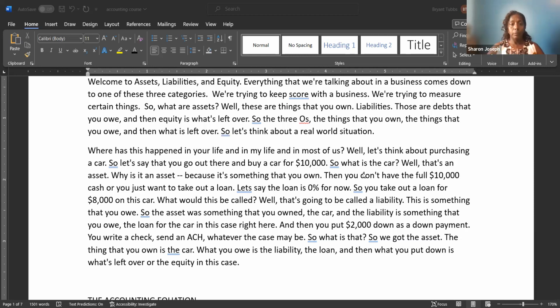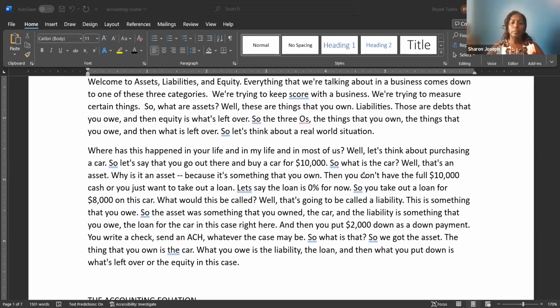Then you don't have the full $10,000 cash, or you just want to take out a loan. Let's say the loan is 0% for now. We'll come back to that later. So you take out a loan for $8,000 on this car. What would that be called? Well, that's called a liability. It's something that you owe. The asset was something that you owned, the car. The liability is something that you owe. The loan for the car, in this case, is the liability.